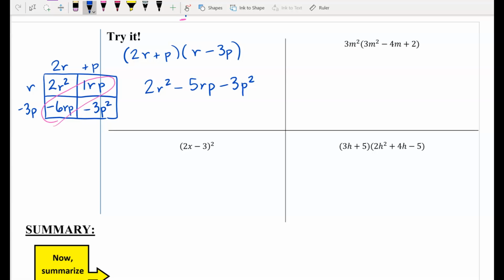Pause the video to work on these next 3 problems and then come back and check your answers and your work. No, really. Pause the video and work them on your own. Then come back and check.